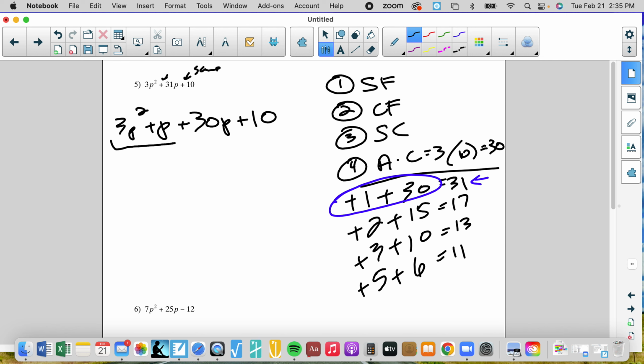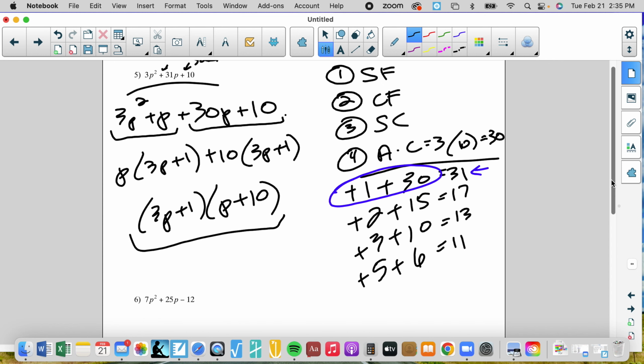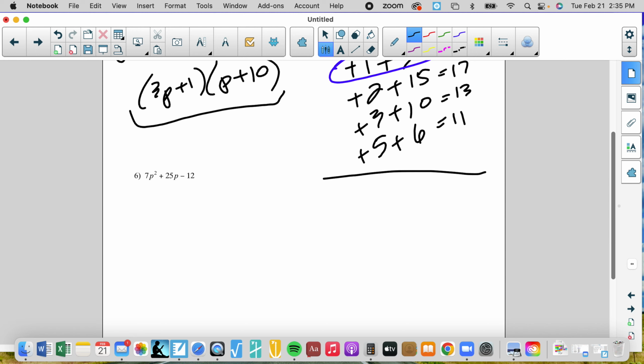Factor out a p, I get 3p plus 1. Factor out a 10, positive 10. You need that sign. Saw too many students who didn't have that sign. Whether it's positive or negative depends on what you are factoring out. You get 3p plus 1. 3p plus 1 times the quantity p plus 10. Remember, take a second to check and make sure that when you FOIL this back out, you get that starting problem. It takes 30 seconds to multiply those two out.